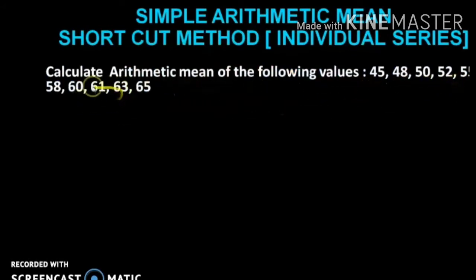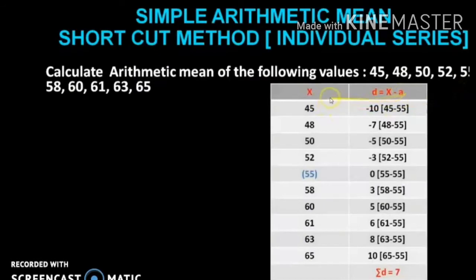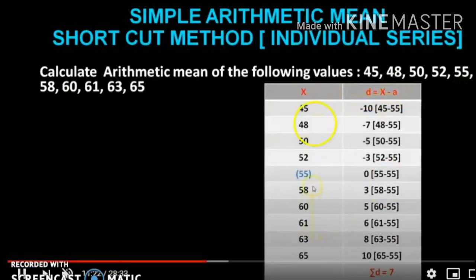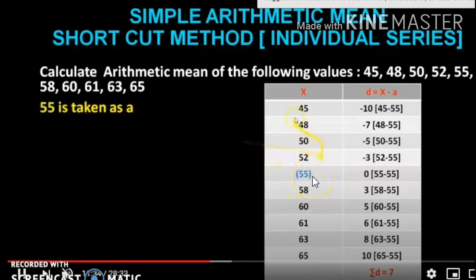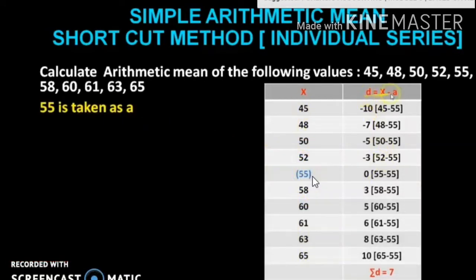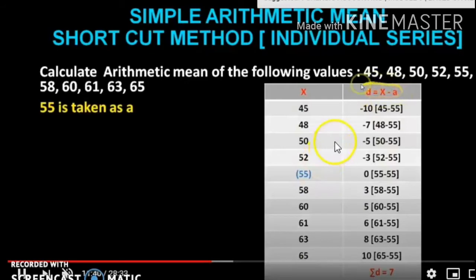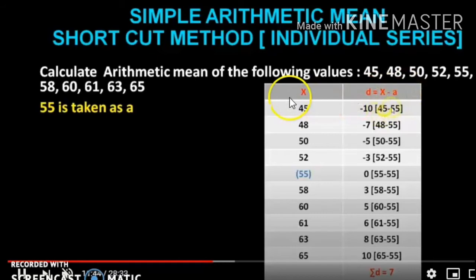The first question is given as: calculate the arithmetic mean using the following values 45, 48, 52, 55, etc. And how is this done? The assumed mean has to be taken. You select a value from the given data, which is taken here as 55. Any value you can take. Then you have to subtract, that is x minus A, where x is each of the items given.